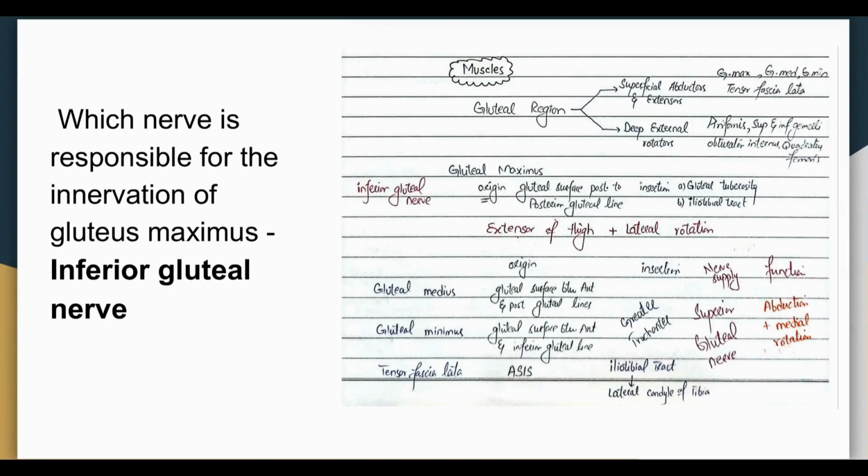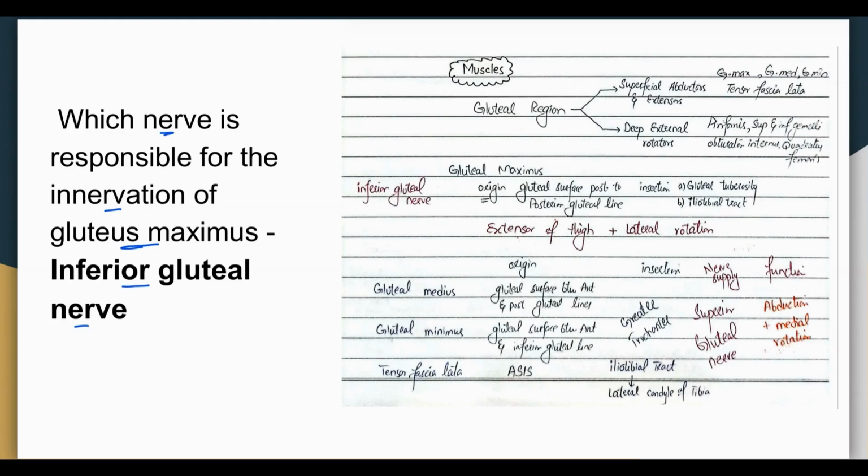So now we are going to continue our talk for the MRCS Part A Lower Limb Anatomy MCQ section. So very first we have: which nerve is responsible for the innervation of the gluteus maximus muscle? That would be the inferior gluteal nerve.